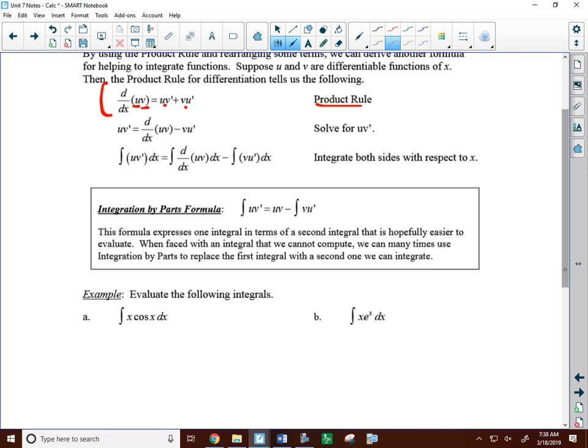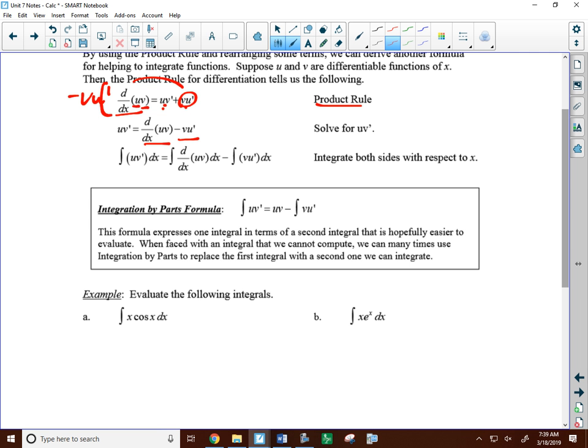Okay, so then what we're going to do is I just rearrange the terms. So I just solved for uv prime. I solved for this one. So really, I guess I subtracted this one over, so it was negative vu prime. And then this one was together with that. And then I just reversed what side they were on. So it was just solving for uv prime, didn't do anything else there. Okay, got that one by itself.